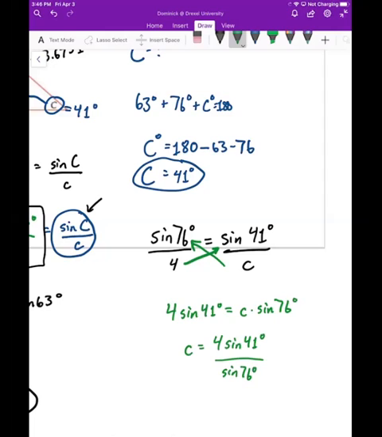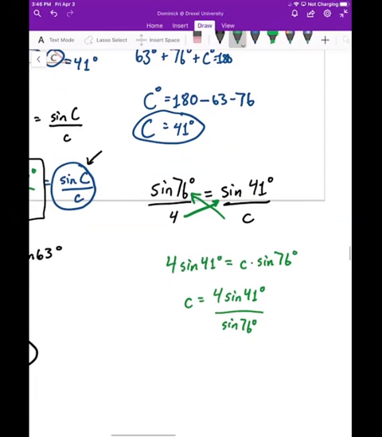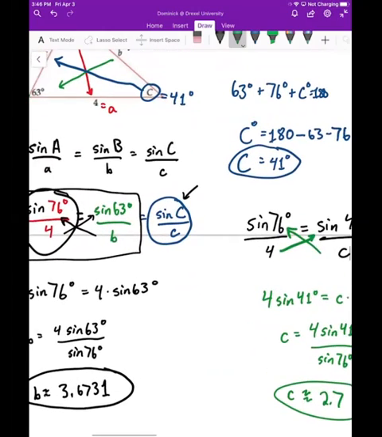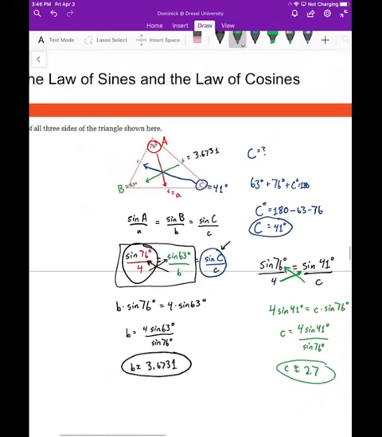All right, so then we let the calculator do the work again for this. We've got 4 times sine of 41, and we divide that by sine of 76. And we get that C is roughly equal to 2.7 here. All right, so that's how we can use the law of sines to figure out our remaining two sides and our remaining angle, okay?